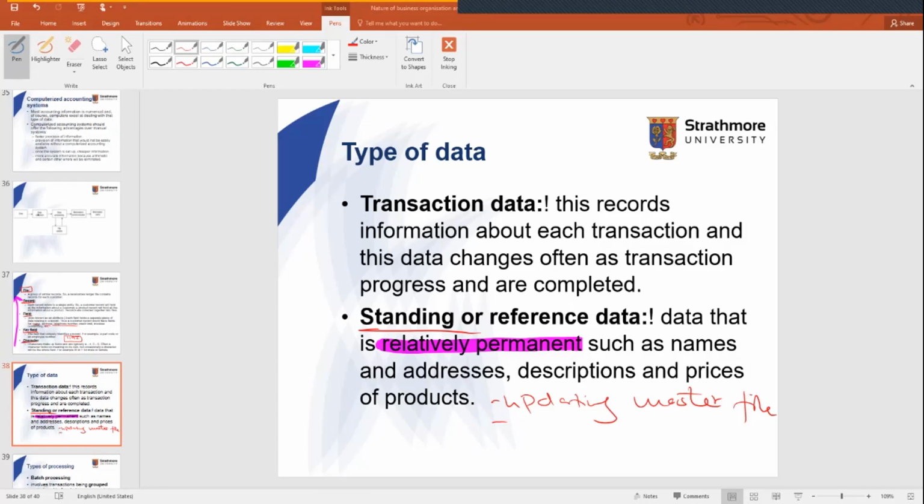Mm-hmm. Now, if you remember, we were discussing the different departments. We mentioned the finance department, payroll department, marketing department, human resource department. I hope you still remember the functional departmentation. Now, among those departments, who creates the employee? Human resource. Of course, the human resource department.